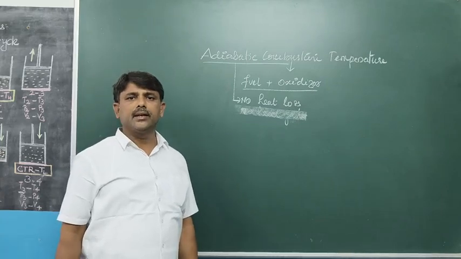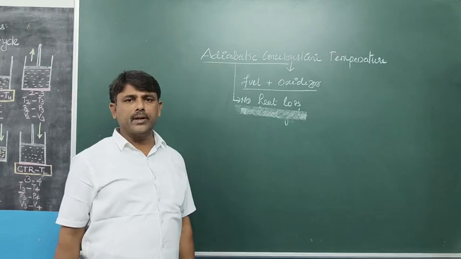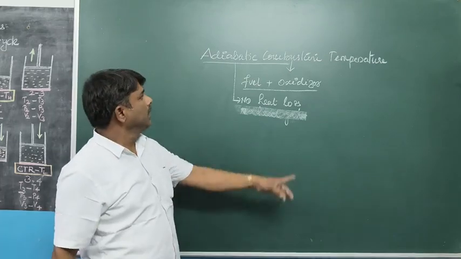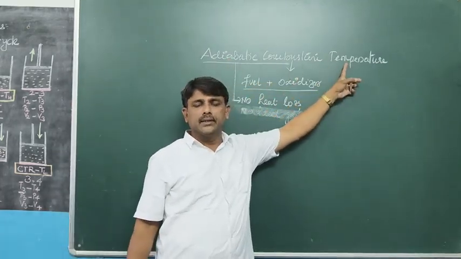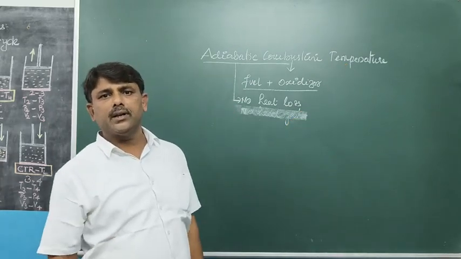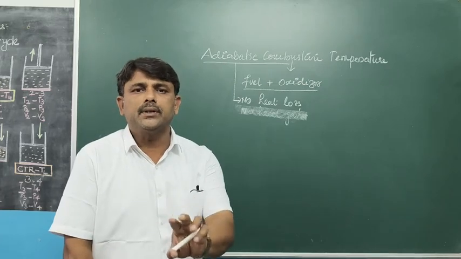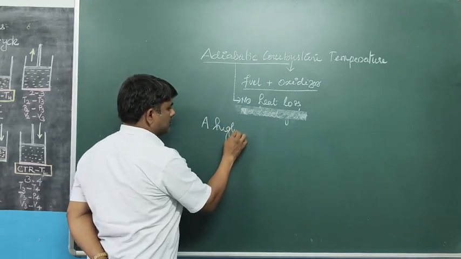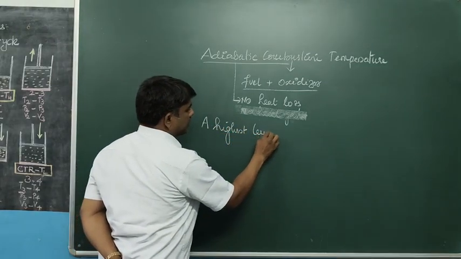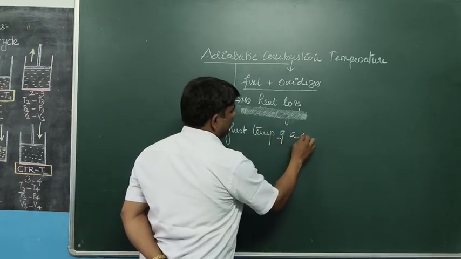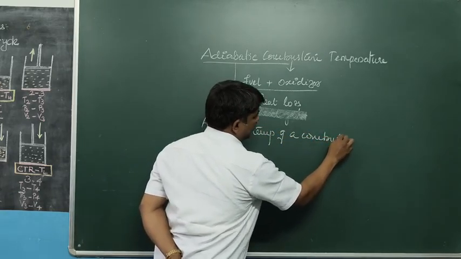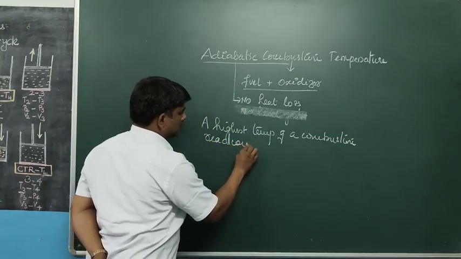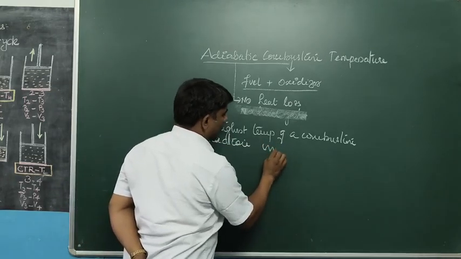It increases the enthalpy of the reacting material or product substance, and consequently it increases the temperature. This temperature is called the adiabatic combustion temperature. That means it is the highest temperature of a combustion reaction that happens under adiabatic condition.